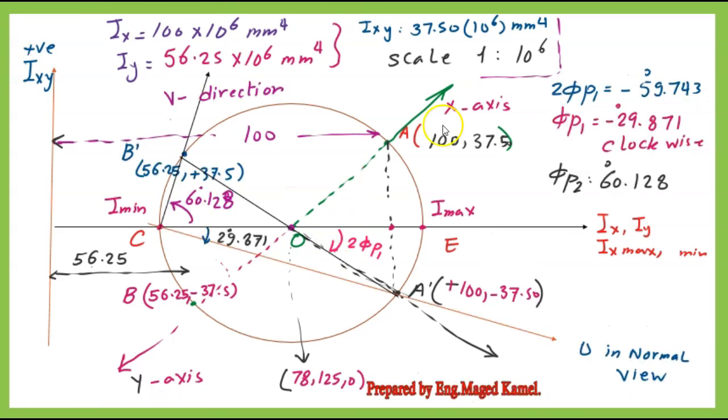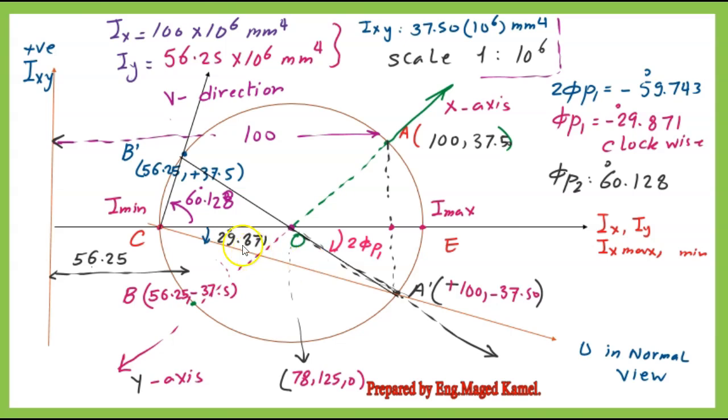In the next slide, extend the line A-O to locate point B'. It is also a mirror point of point B. Its coordinate is 56.25, plus 37.5. We can find that line CA' represents the direction of the U-axis in the normal view.